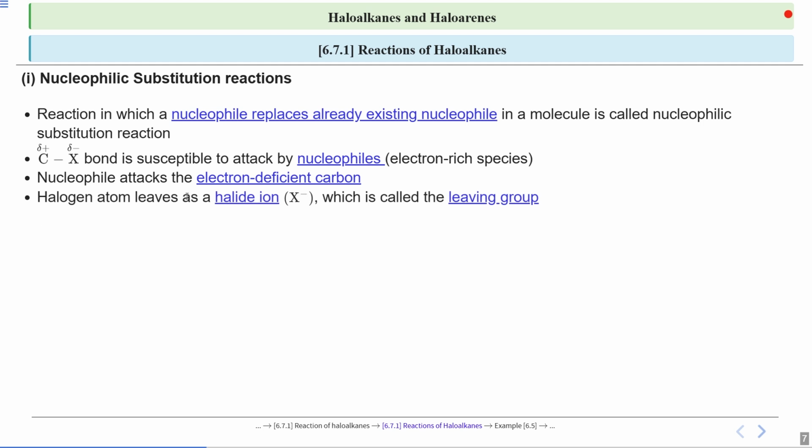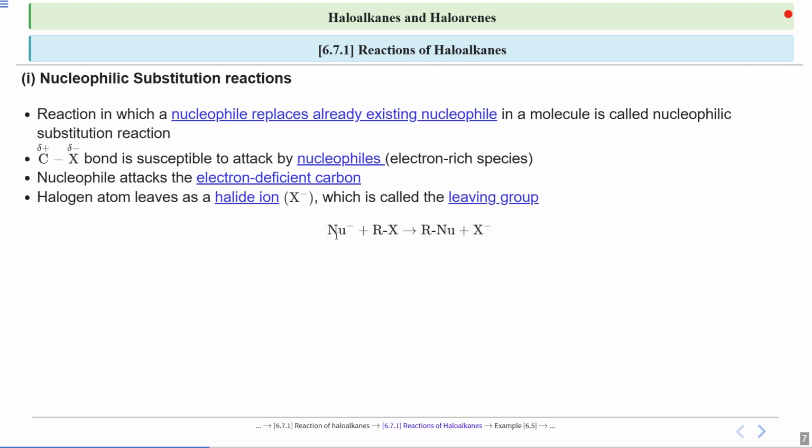Halogen atom leaves as a halide ion, as X negative, which is called the leaving group. After the nucleophile attacks this partial positive carbon, which is electron deficient, this halogen atom leaves as a halide ion, as X negative, and we also call it the leaving group because it is leaving from this carbon halogen bond after the breaking of the carbon halogen bond.